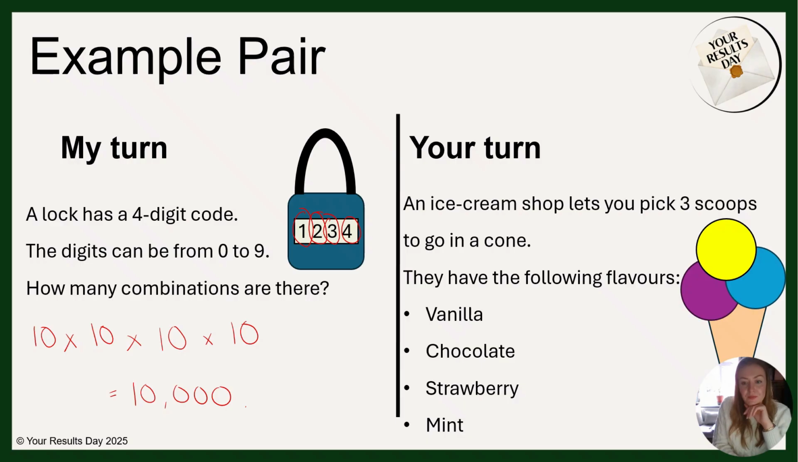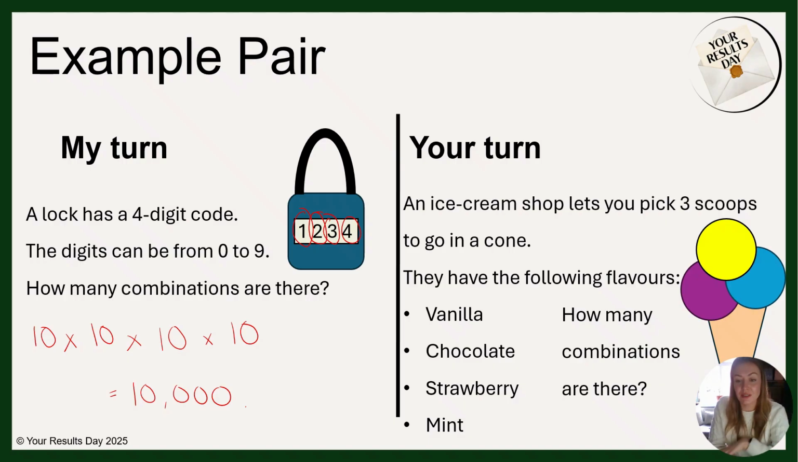Here's another one. An ice cream shop lets you pick 3 scoops to go in a cone. They have the following flavours: vanilla, chocolate, strawberry and mint. How many combinations are there? So thinking about this in the same way. Pause the video so you have time to have a go at this one and then hit play when you're ready. Okay, so an ice cream shop lets you pick 3 scoops to go in the cone.